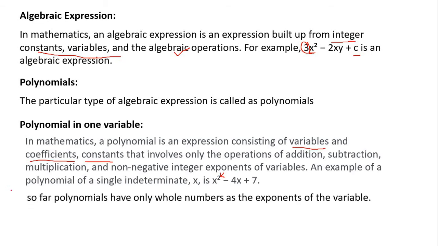You can understand it in such a way: a polynomial has only whole numbers as the exponent of the variable. Suppose you write the expression x to the power 1 by 2 plus 7, then it would not be a polynomial, because here the exponent of x is a rational number. It should be a whole number, then only we call it a polynomial in one variable. One variable means we use only one variable, x or y or z. An expression can have x and y also, but in a polynomial in one variable we take only one variable.